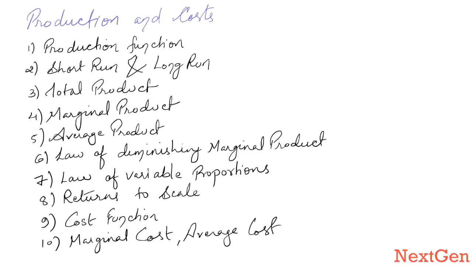In this video we'll study production and costs. The topics we'll discuss will be production function, short run and long run, total product, marginal product, average product, law of diminishing marginal product, law of variable proportions, returns to scale, cost function, marginal cost and average cost.